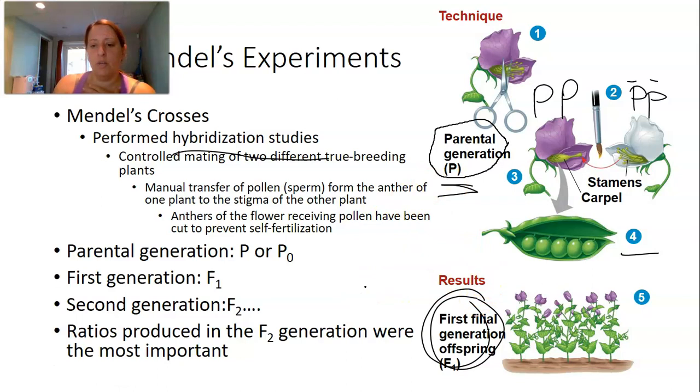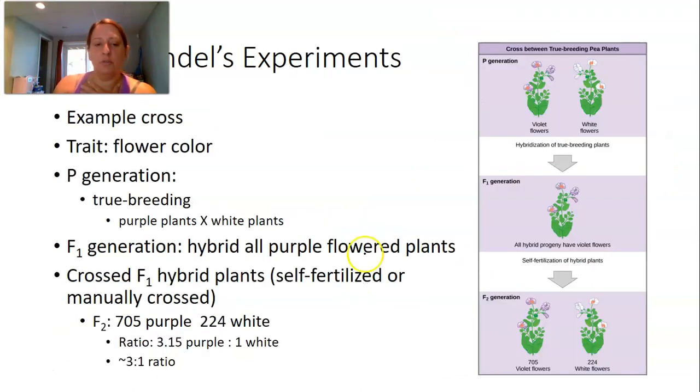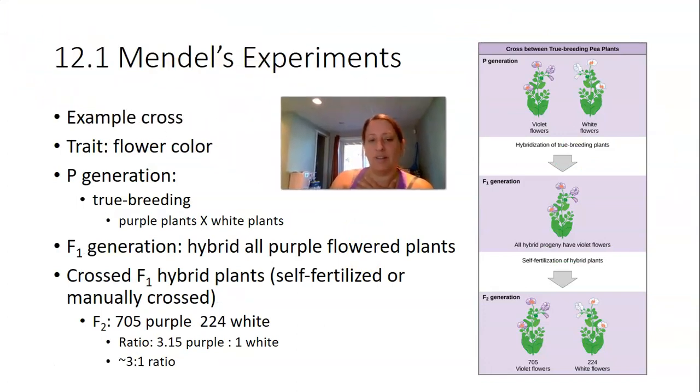What he did was he then took 2, this figure is from your book. So we'll back up 1 second. So let's start up here at the parents. So again, he had parents that produced purple flowers, and he had parents that produced white flowers over and over and over again. So these are true breeding parent plants. He mated these in a controlled manner, and what he ended up with was all purple plants.